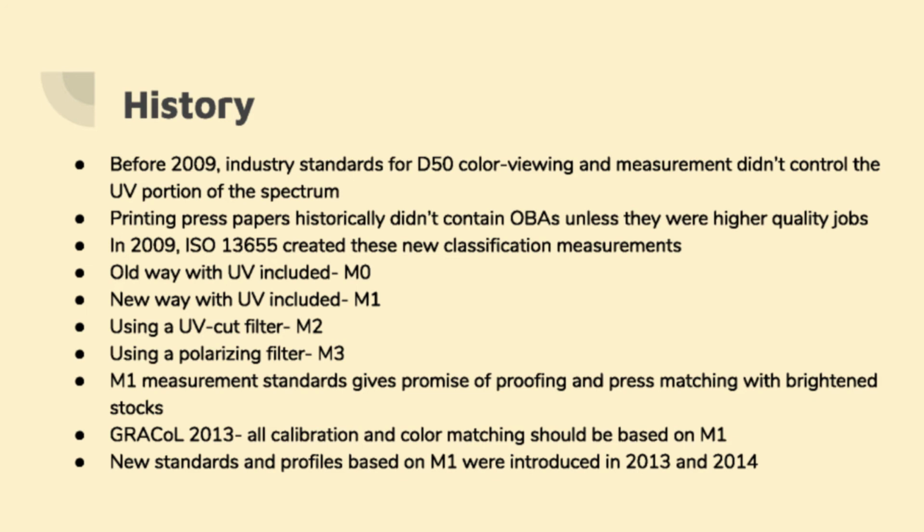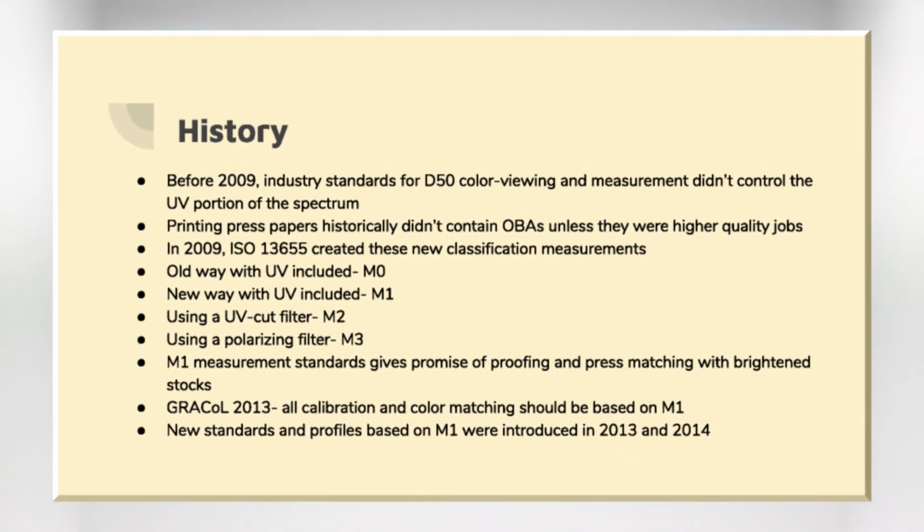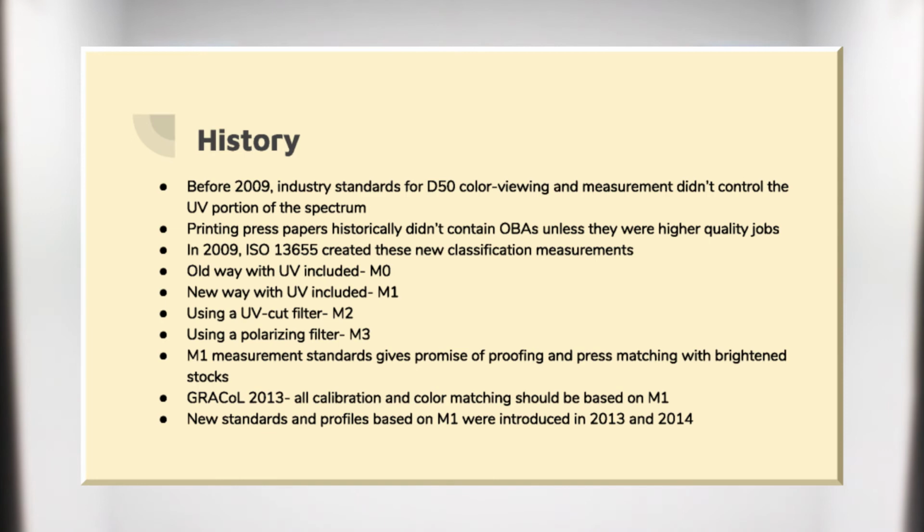M0 is the old way of measurement with UV included. M1 is the new way with the inclusion of UV. M2 uses a UV cut filter. M3 uses a polarizing filter. The M1 measurement standards ensure proofing and press matching with brighter stocks. Grackle 2013 stated that all calibration and color matching should be based on M1. In 2013 and 2014, new standards and profiles based on M1 were introduced, and it is now a common measurement method.